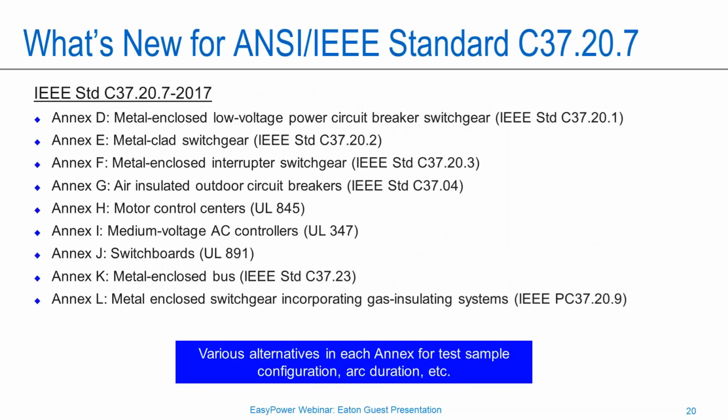And the standard has changed quite a bit in that each one of these products has its own dedicated annex D through L. And so the test standard, or the specific test setup for each of the different classes of products, is defined in each one of these specific annexes. So you basically refer to the annex based on the product that is being tested.